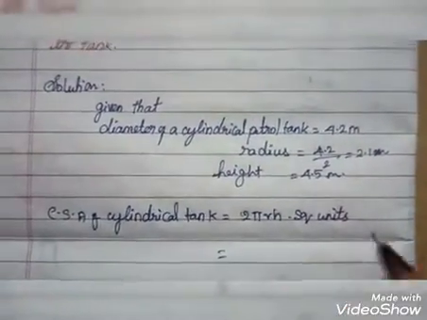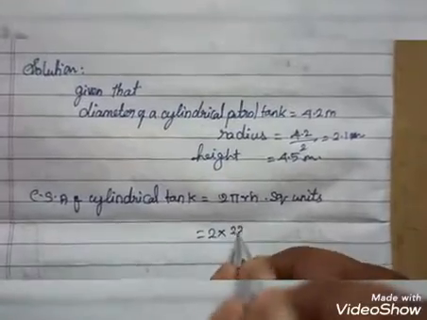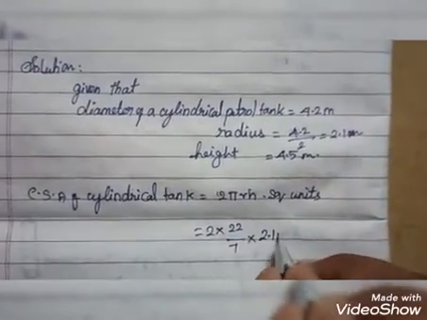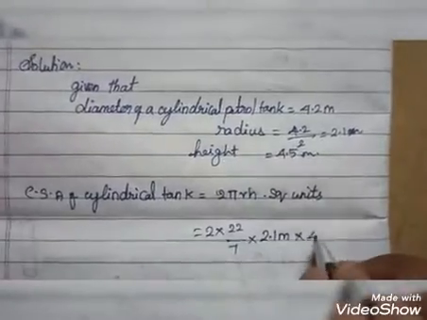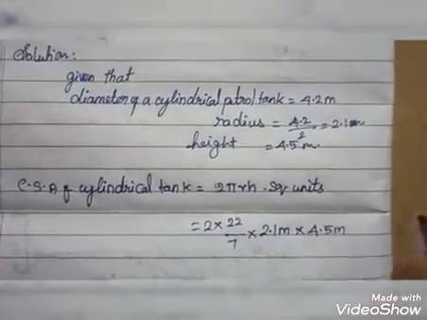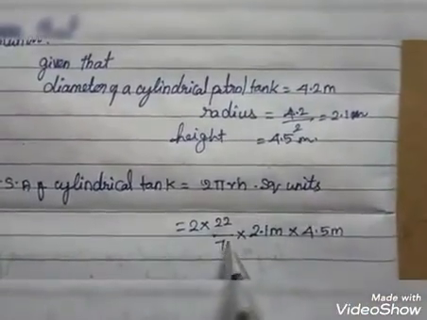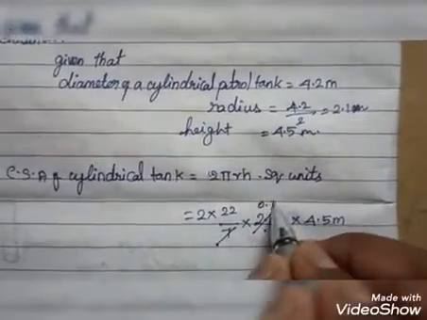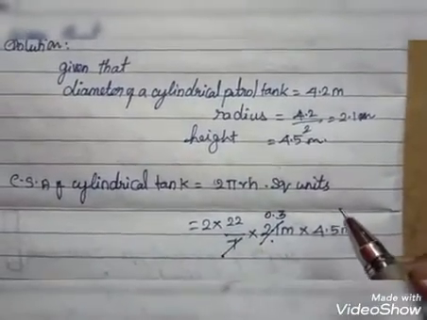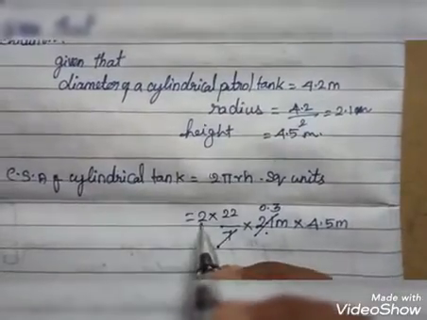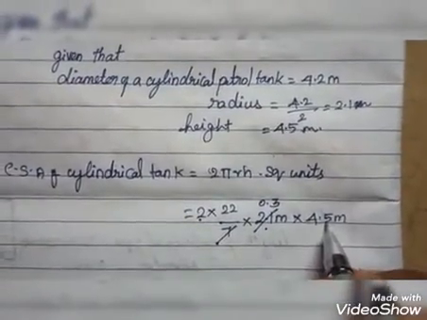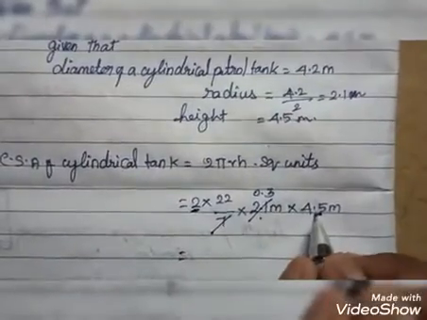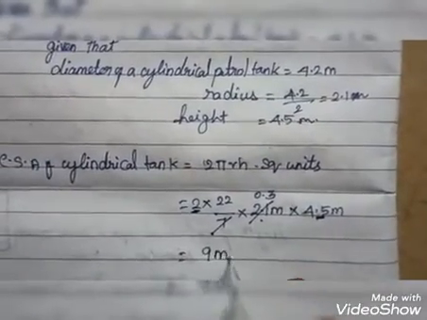So you know the value, 2 into 22/7 into radius is nothing but 2.1 meter into height is 4.5 meter. So just you have to cancel it. 1 7s are 7, 3 7s are 21. So it seems to be 0.3. Now you need to multiply 2 into 4.5, you get 9 meter.